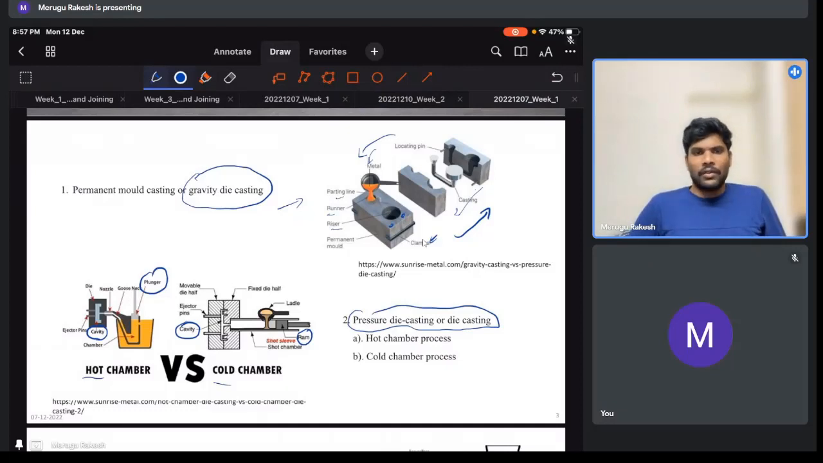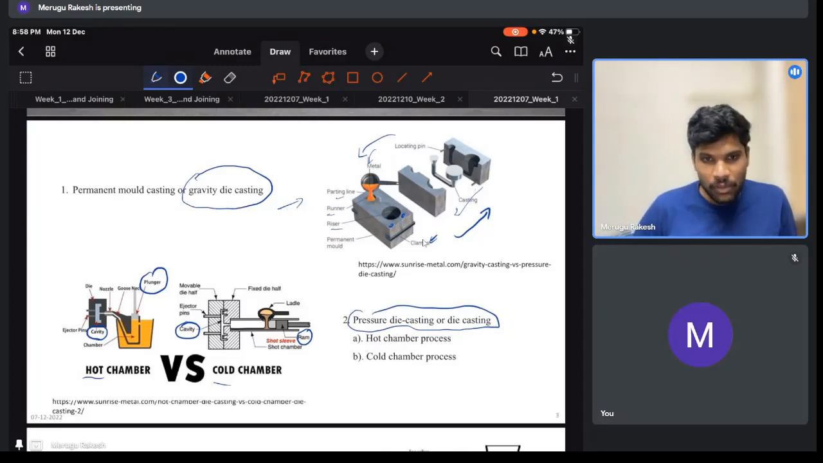So what is the main difference, why put it inside the hot metal, why pour using a ladle? If you see hot chamber castings, the number of steps involved is very few, so the production will be very fast. Whereas in cold chamber, the number of steps is increased, so the production rate is less compared to hot chamber. But there is a catch: in hot chamber you cannot use metals with very high melting points.